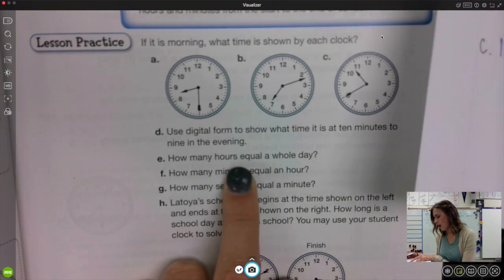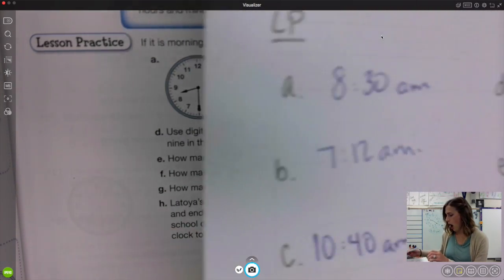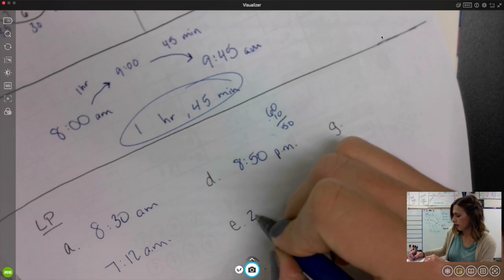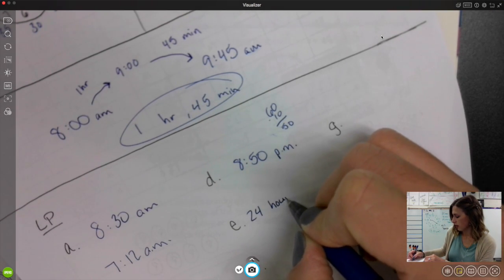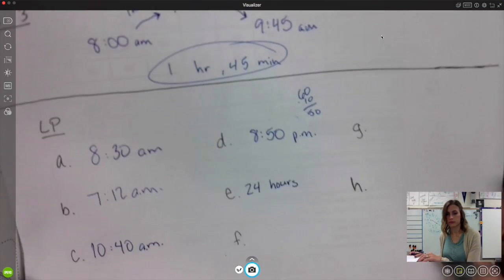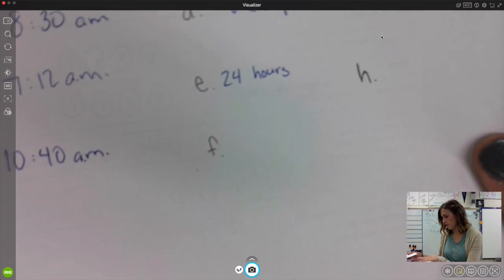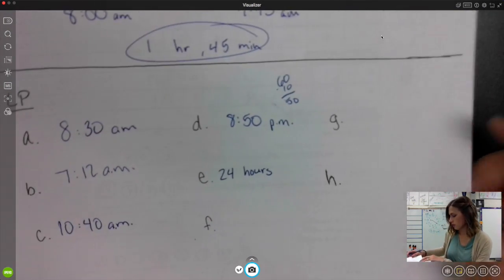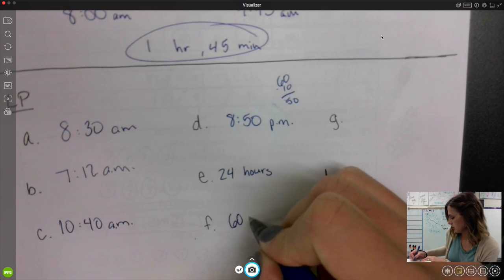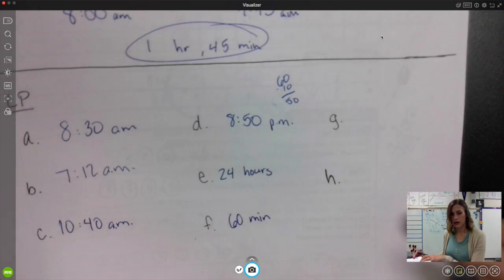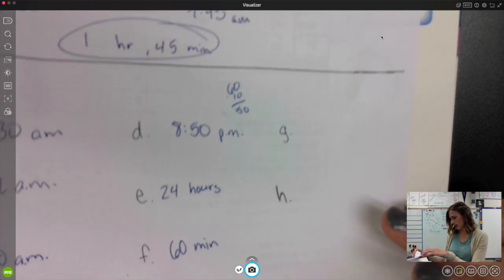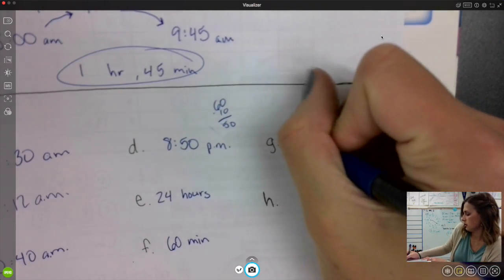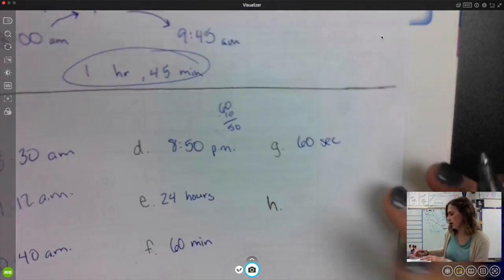E, how many hours equal a whole day? Well, there are 24 hours in the day. Remember, we go around the clock twice. F says how many minutes equal an hour? 60 minutes in an hour. G says how many seconds equal a minute? Well, there's 60 seconds in a minute.